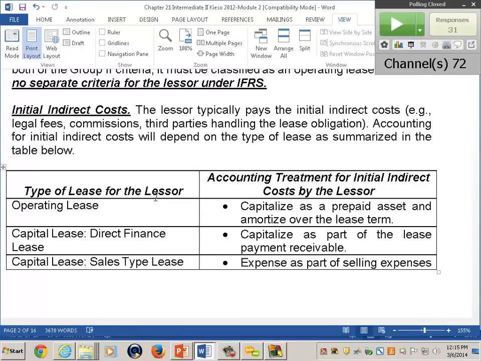And then of course here, for the sales-type lease, I think it makes sense if you have a sale, you're treating this as selling expenses. So the sales revenue is going to be matched with selling expenses.